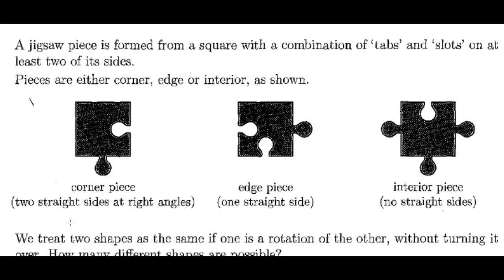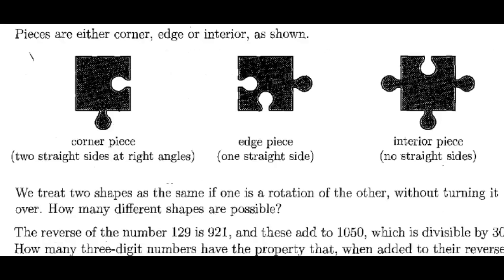All right, in this question, we've got 3 different types of puzzle pieces. So we've got a corner piece, an edge piece, and an interior piece. So what we've got to work out is how many different shapes are possible.